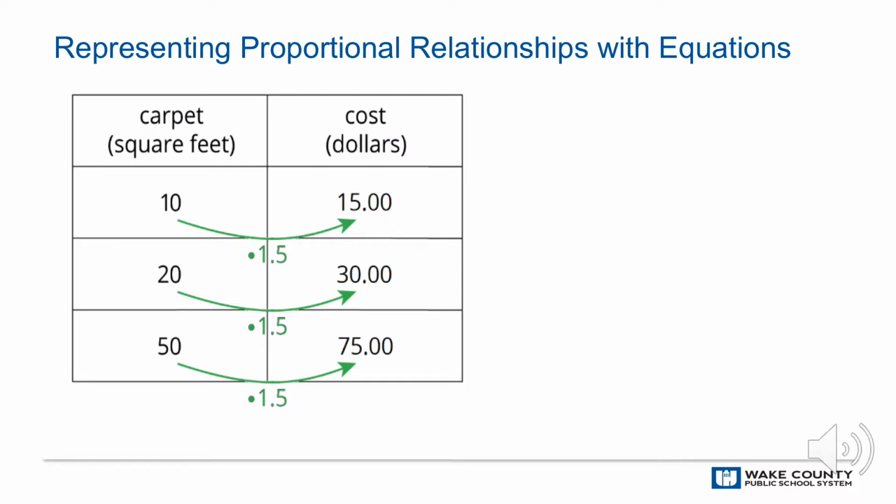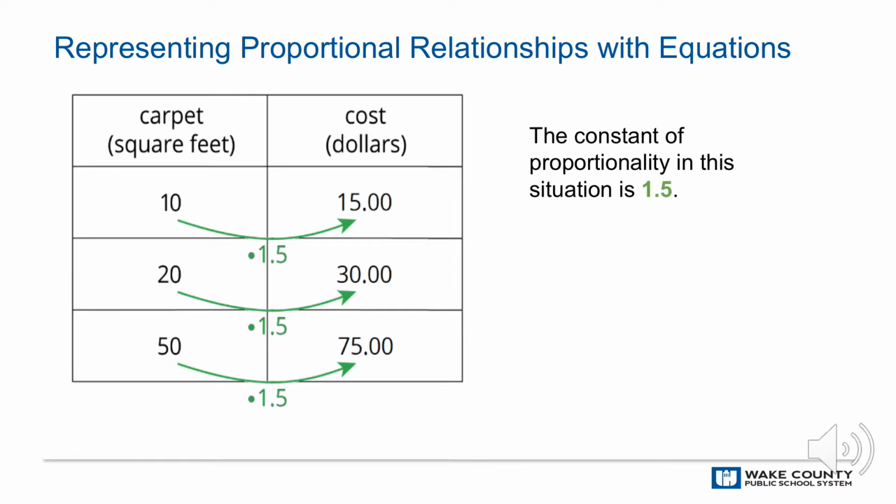Students will learn to write equations that represent proportional relationships. For example, in this table, if each square foot of carpet costs $1.50, then the cost of the carpet is proportional to the number of square feet. The constant of proportionality in this situation is 1.5. We can multiply by the constant of proportionality to find the cost of a specific number of square feet of carpet. We can represent this relationship with the equation C = 1.5F, where F represents the number of square feet and C represents the cost in dollars.